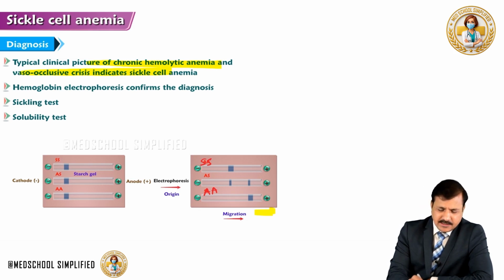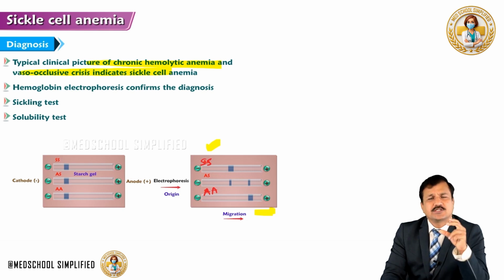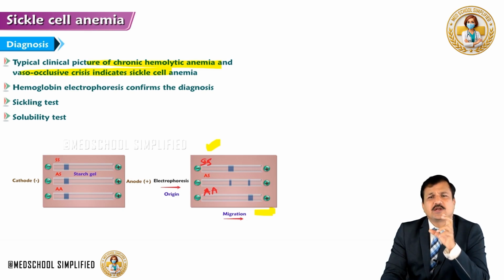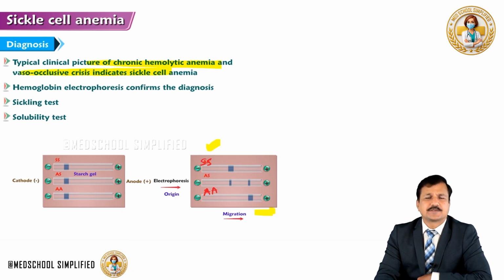And in the sickle cell homozygote condition, sickle cell anemia patient, both hemoglobin chains are mutated. So both the beta-globin chains contain valine, so it stops in the middle. So this is the electrophoretic pattern of hemoglobin, and this will confirm the presence of homozygous hemoglobin, that is hemoglobin SS. So this particular diagnostic feature helps in the diagnosis of sickle cell anemia.